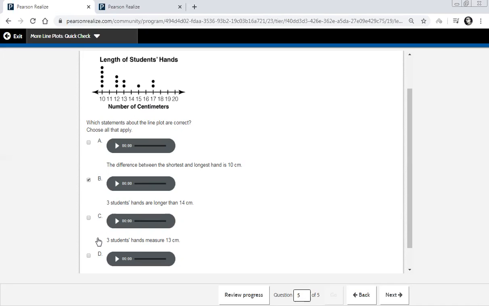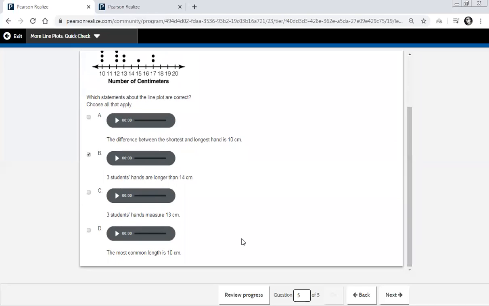How about option C? 3 students' hands measure 13. Let's check 13 centimeters. Here it is 13. It has only two dots, teacher. So option C is totally wrong. How about option D? Let's move to option D and see.